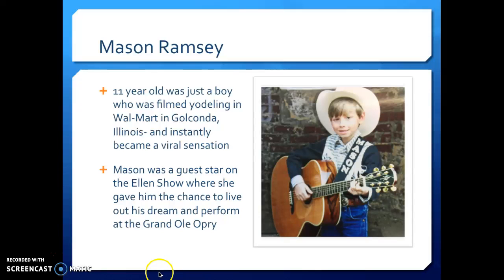In the segment of the Ellen DeGeneres show, Mason Ramsey was just so grateful and respectful of Ellen, and so humbled at the opportunity that he had to go and perform at the Grand Ole Opry. She even sent him out to Coachella to perform. And since then, he's used his fame for nothing but positivity.